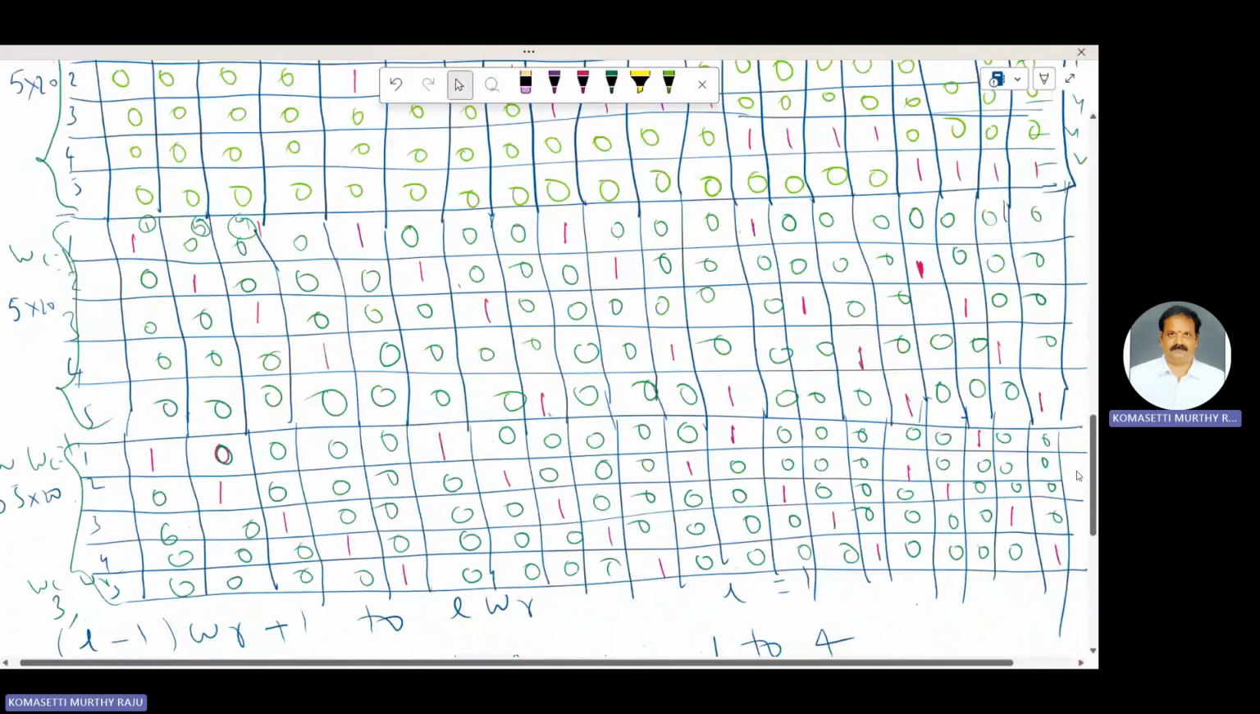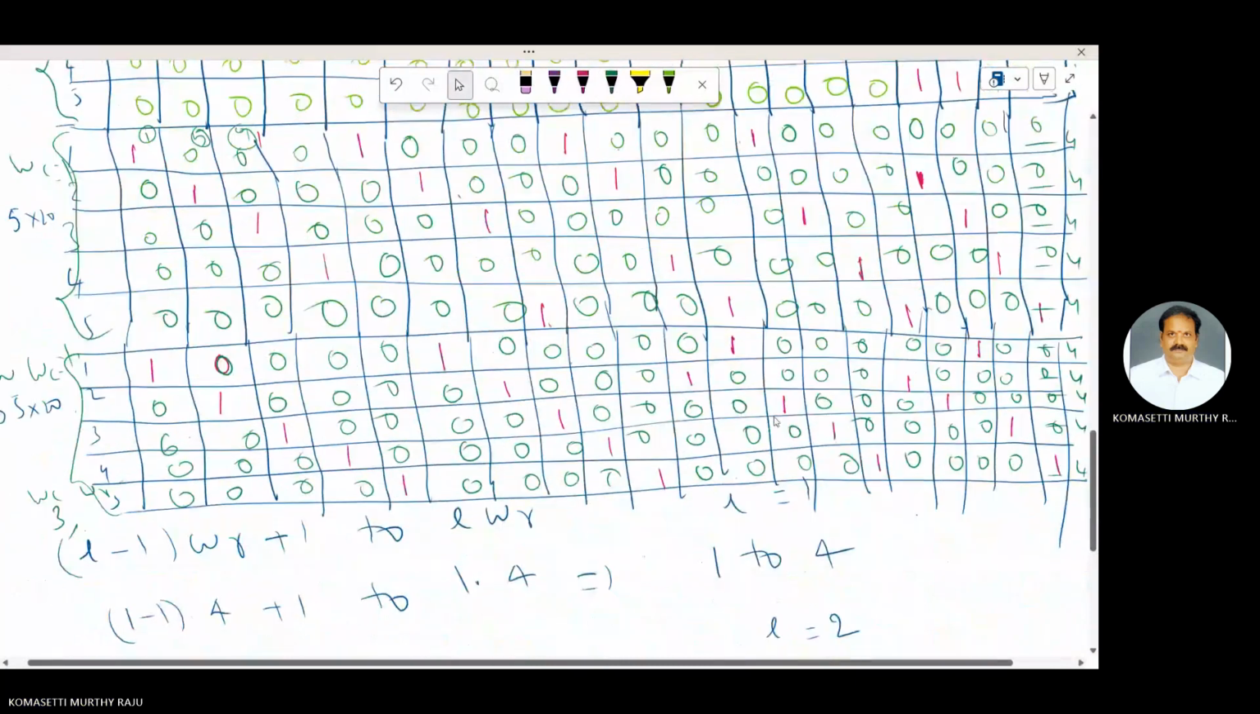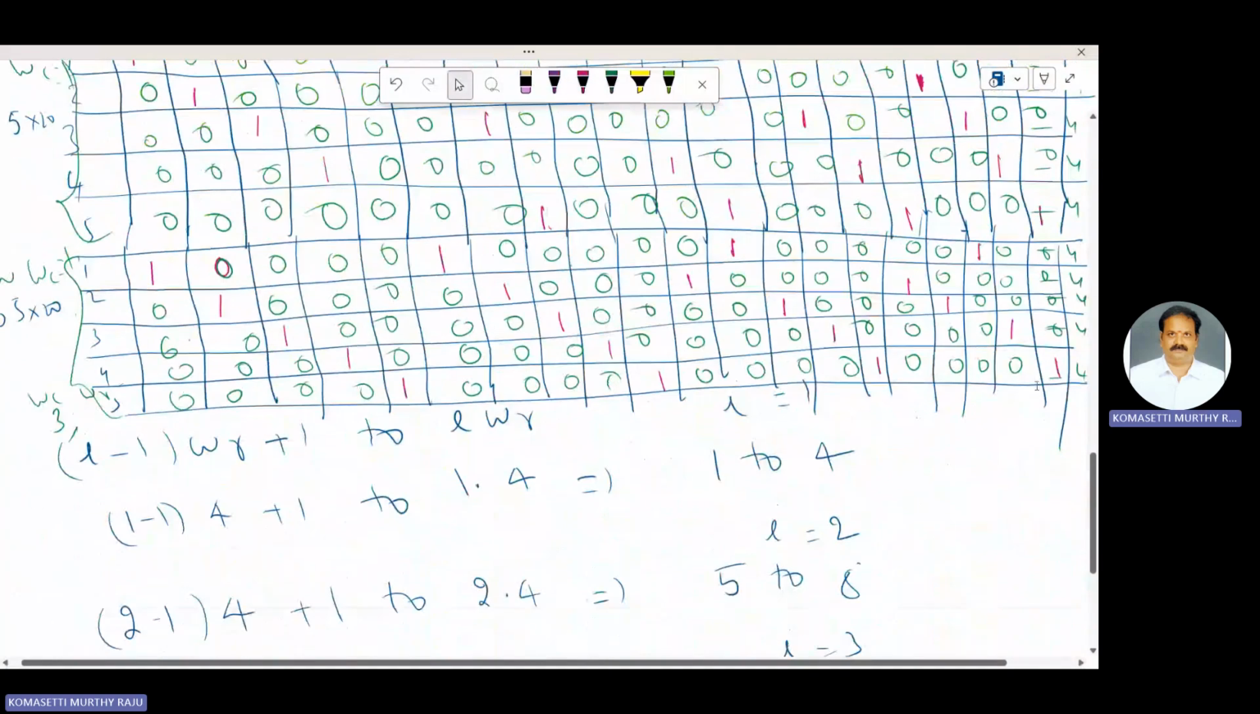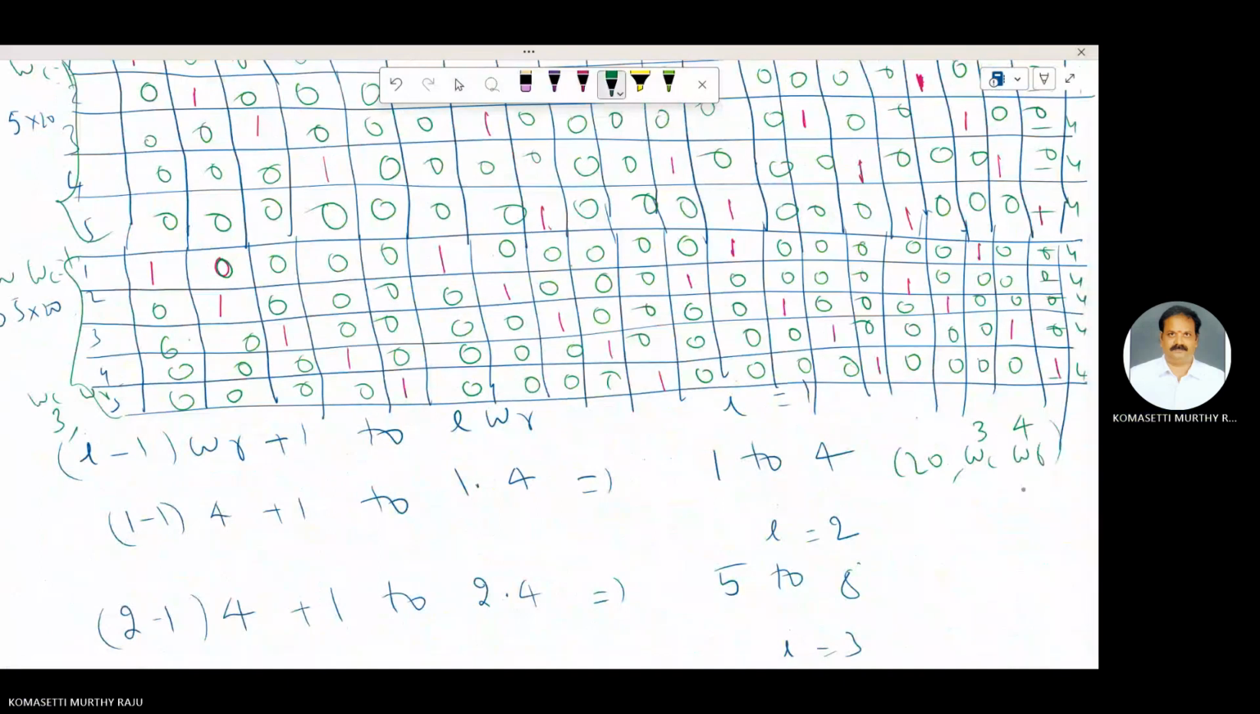Here also 4. Here also 4. Here also 4. Therefore, N is 20, WC is 3, WR is 4.